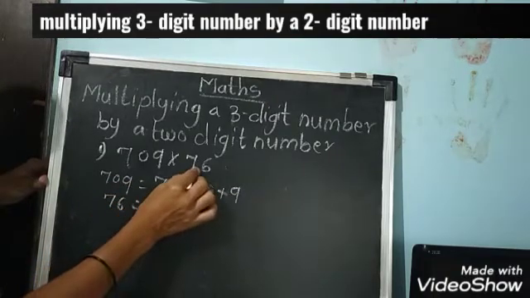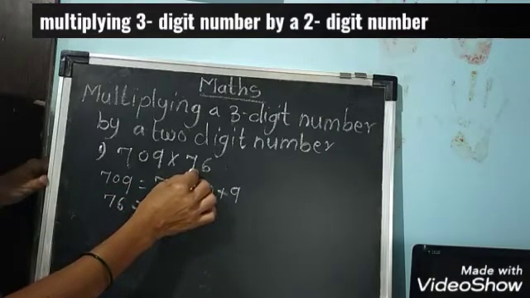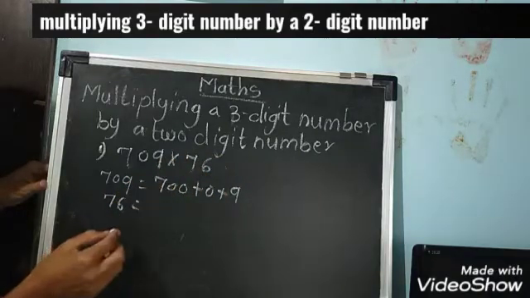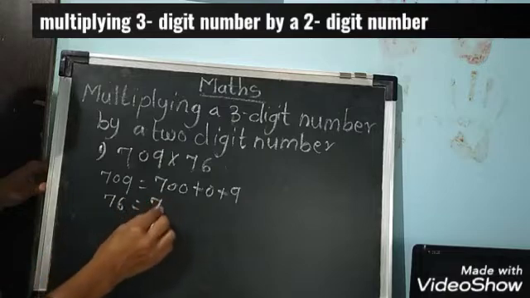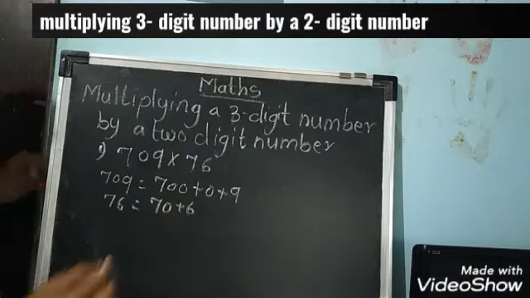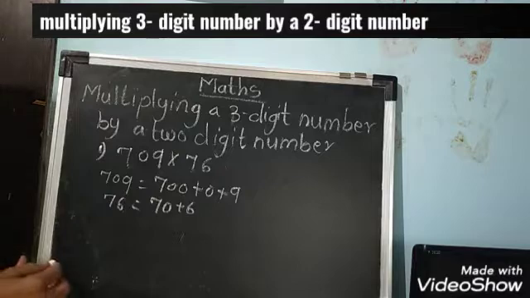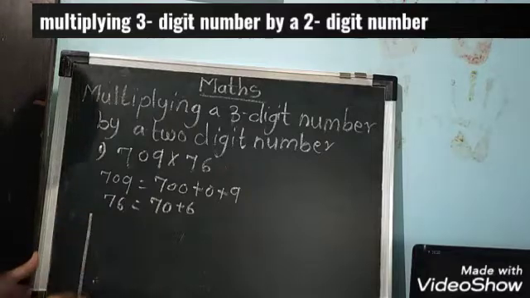Now 76. See here. Till now we have learned only a 1-digit number multiplied by a 1-digit number, but now we have 2 digits, so we have to write the expanded form here. What is the expanded form of 76? 70 plus 6, right? Now make boxes. How to make? See here.